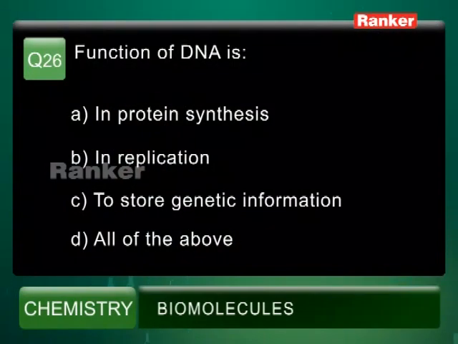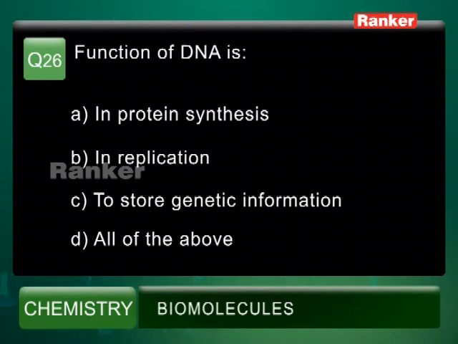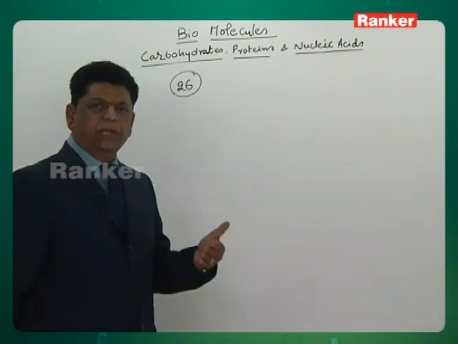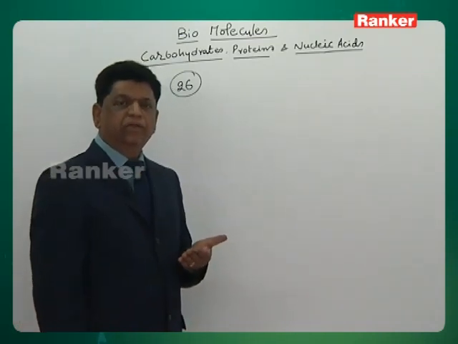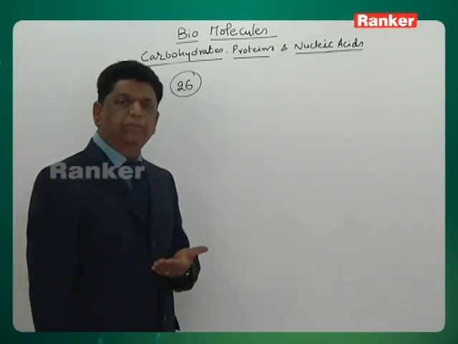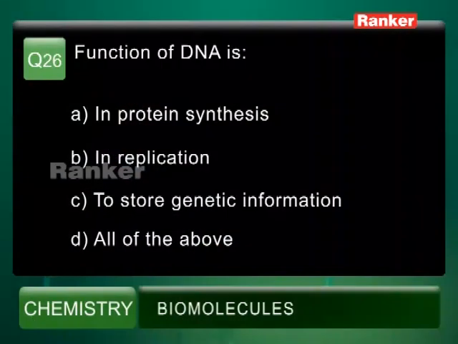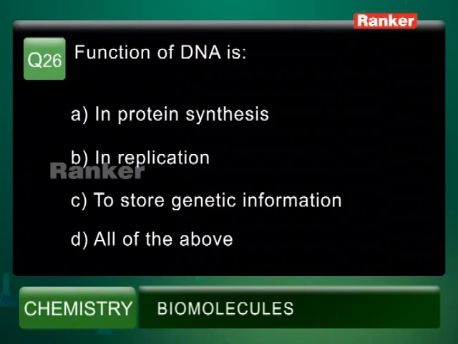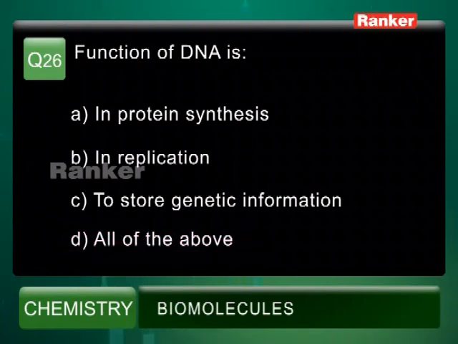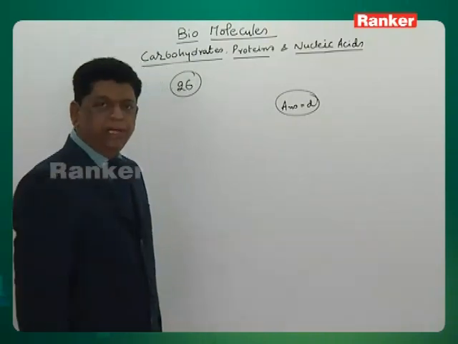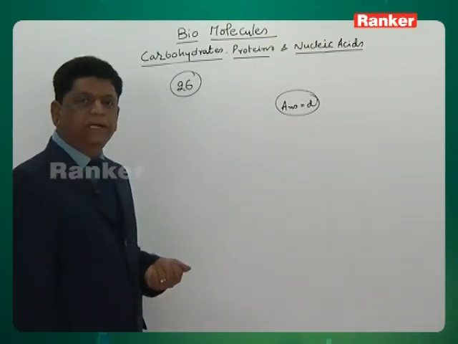So B, in replication, that is in creating one more part, is helping, so B is also right. C, the storage of the genetic information from generation to generation, at what age what has to happen, and all that is already fixed in the DNA. Therefore, the storage of the genetic information is also one of the prime duties of the DNA. So the next option is all of the above, that is absolutely right. A, B, C, all three are right. So all of the above is right, that is, answer D is right. So it helps for protein synthesis, it helps for replication, and it also helps to protect the genetic information.